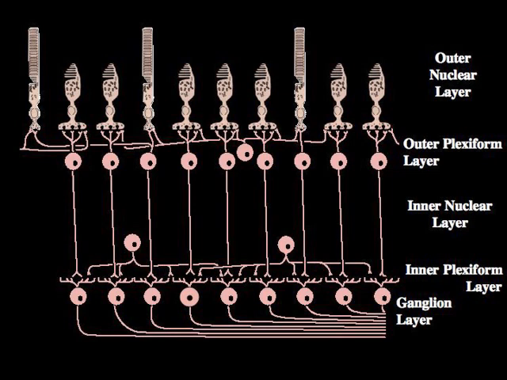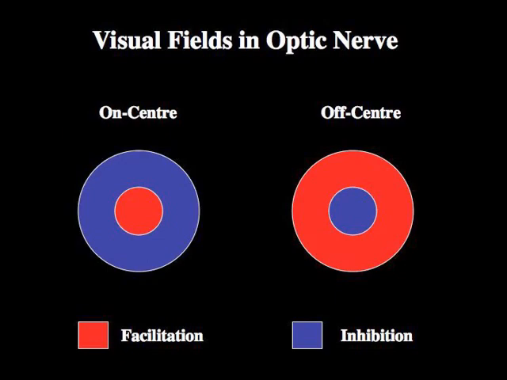And we can also say that every cell in the pathway between the transducers and the optic cortex and even onwards has a visual field. It has an area within the whole of the vision that it responds to. So I want to look now at the visual field of a ganglion cell.